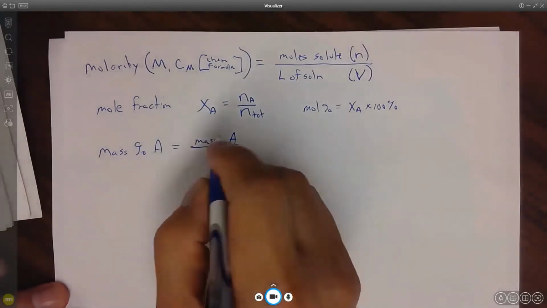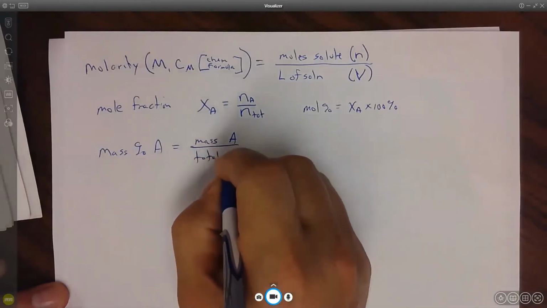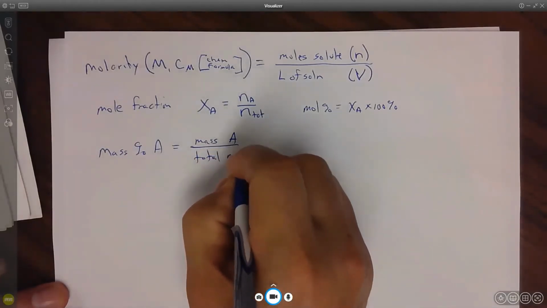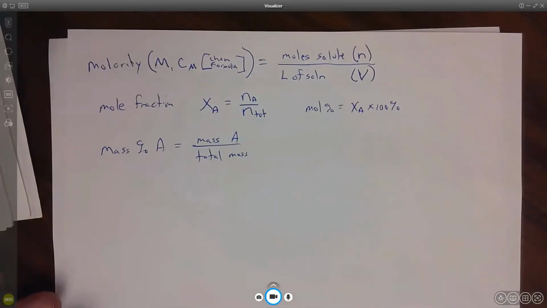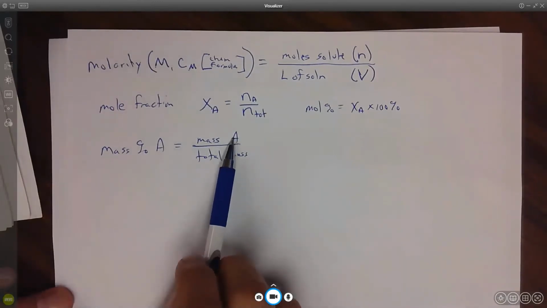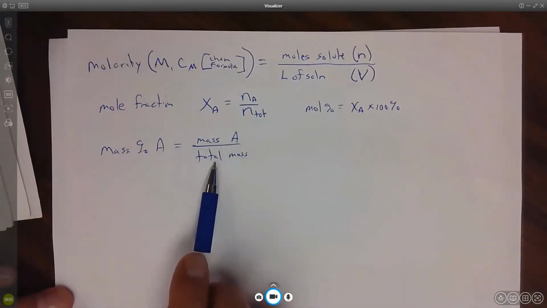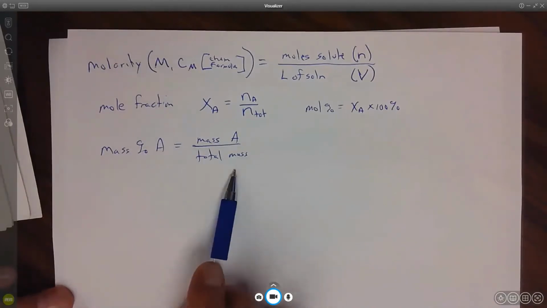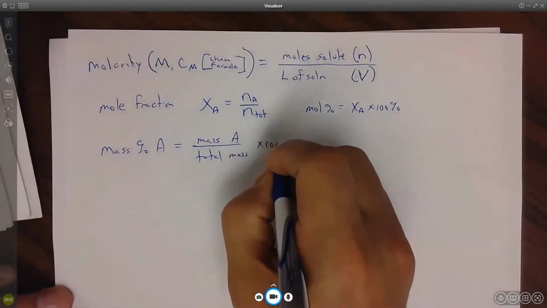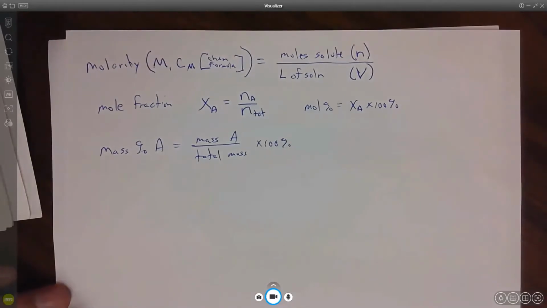And then we're going to divide that by the total mass. So that's going to be the mass of everything. In this case, we're talking about a solution. So this would be the mass of the solute, and this would be the mass of the solute plus solvent, right? So that would be the whole thing. And then times 100%.